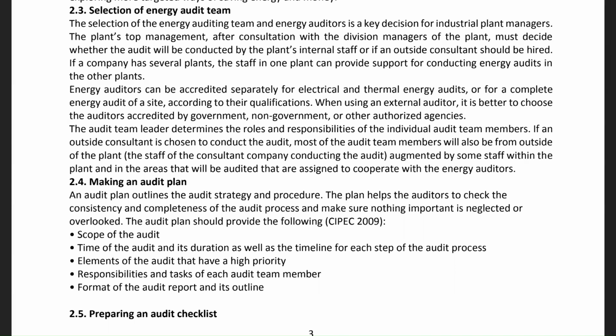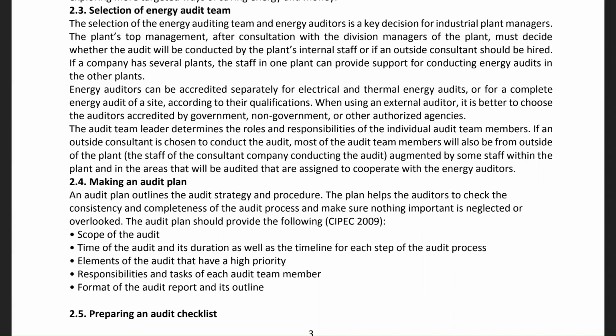And if we are hiring external agencies, those agencies can have different electrical audit persons and thermal energy audit persons, and the auditors selected should be from government or non-government or other authorized agencies. So they are qualified people. This is one advantage. Second, they will be using good software for measurements, and the measuring tools they are using would be calibrated enough and updated enough. They may be analog as well as digital. So these are the advantages, and the report submitted will also be impartial.